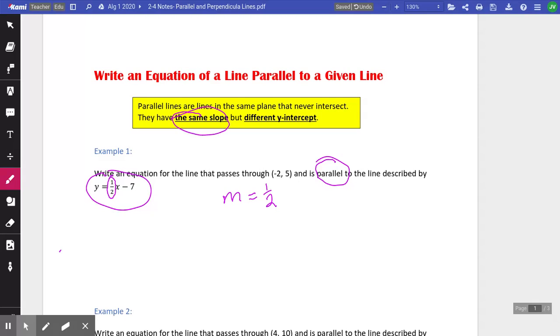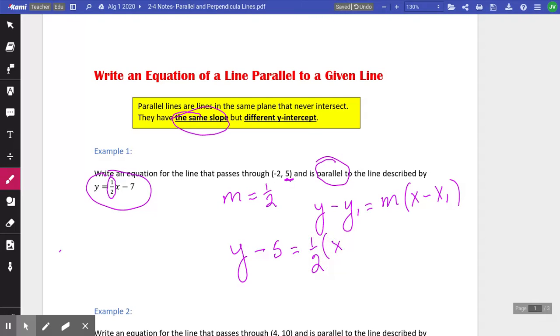I have a point and the slope. So I'm going to start with the point slope form, which is y minus y1 equals m times x minus x1. All right, so the slope is 1/2, y is 5, x is -2. So let's get started. Y minus 5, that's the number I use, equals 1/2 times x minus -2, which is x plus 2.